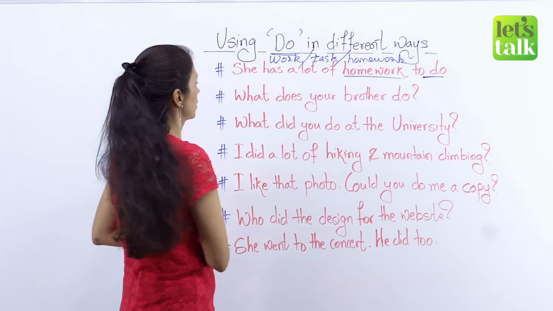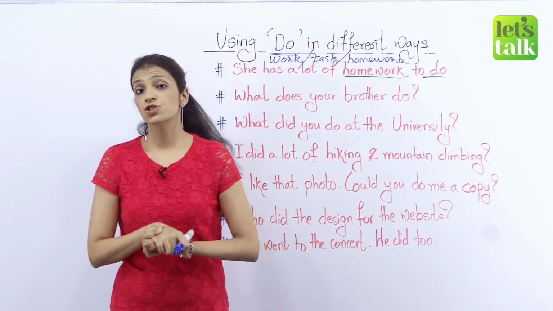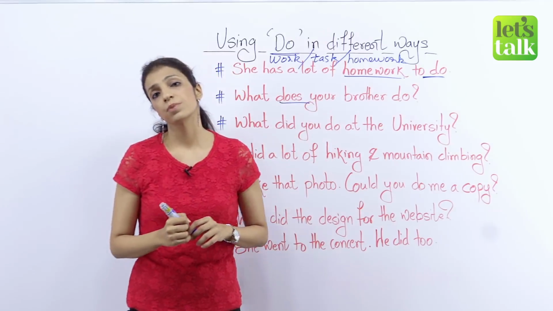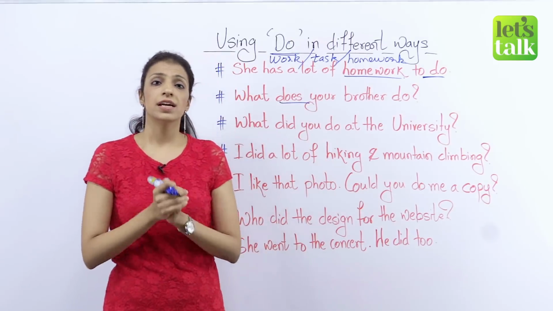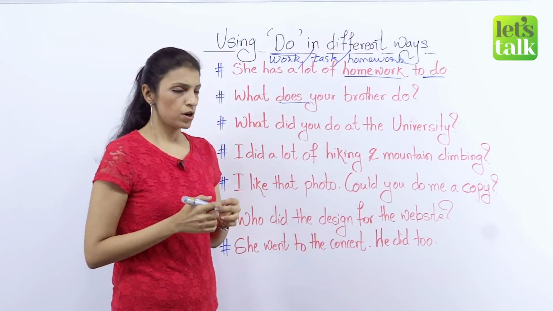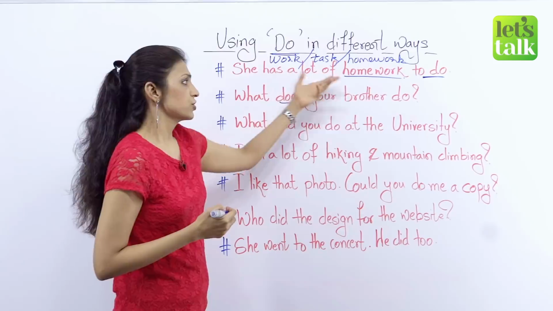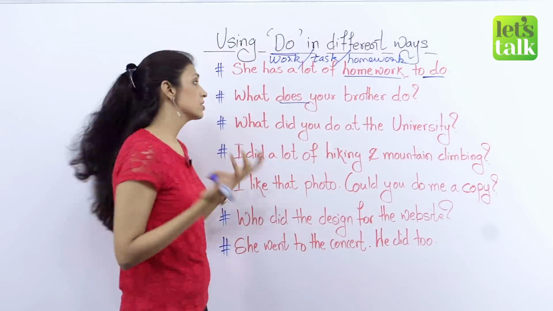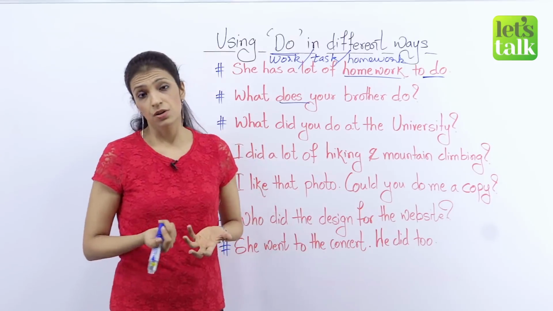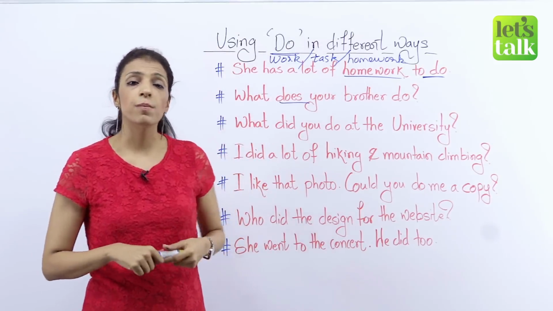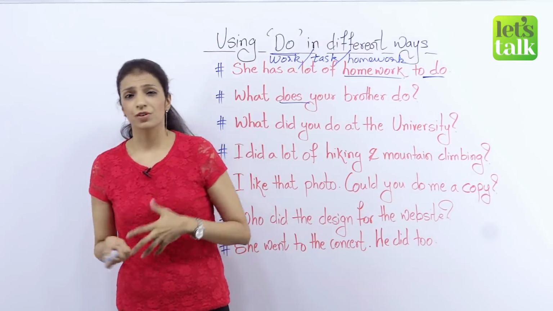Okay. Now the next one says, what does your brother do? So when you want to ask about a person's profession or the kind of work that he is doing, you can use do. So if I say, what does your brother do? The answer could be, he is a computer engineer or he's working as an engineer. Okay. So do is very often used to know about a person's job or a profession.